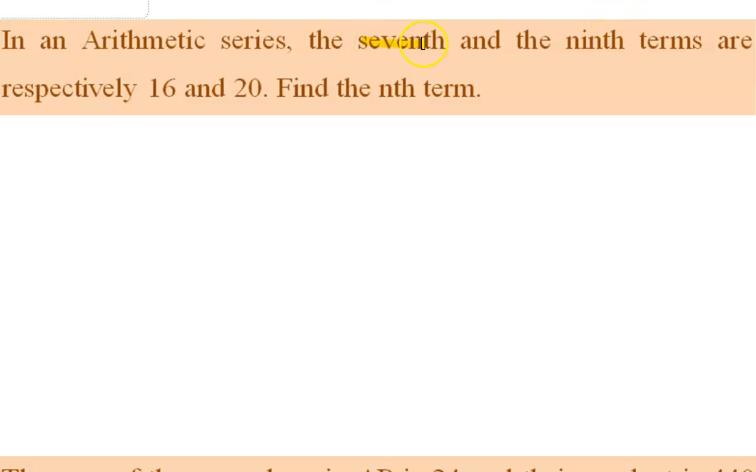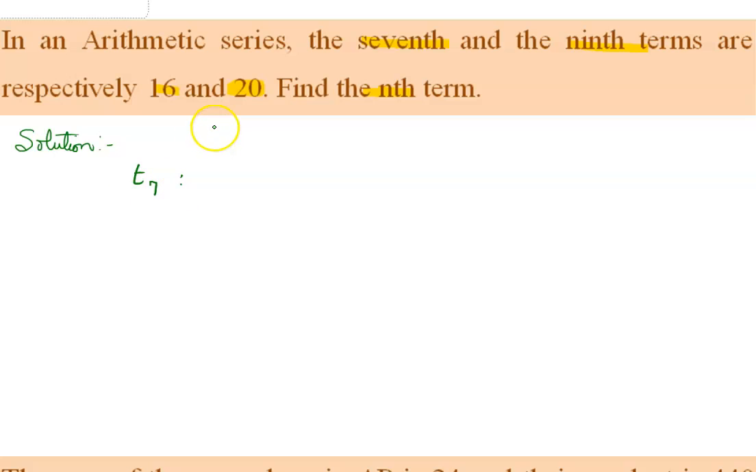So we are given the 7th term and the 9th term. The 7th term T7 is given as 16 and the 9th term T9 is given as 20. We want to find Tn, that is the nth term, right? We will come to the solution now. So what is given? T7 is given as 16.